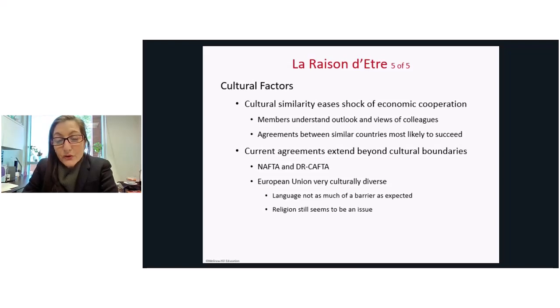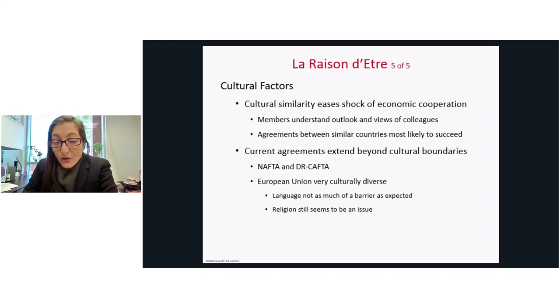In terms of cultural diversity, we can look at the European Union to observe this. Language is actually not as much of a barrier as what is expected, but religion seems to be an issue. And although there is great cultural diversity in the European Union, key members share a long-established Christian heritage and are commonly aware of being European and what that means. However, this aspect of diversity may be unimportant as negotiations proceed with Turkey, for example, about EU membership.